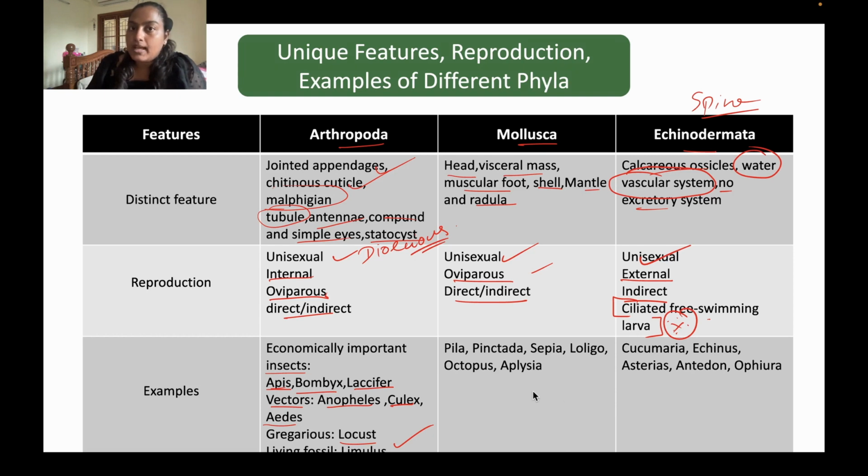And mollusca, Pila, the apple snail and all, right? So Pila, Pinctada, Sepia, Loligo. Yeah, Loligo is the squid, right? And octopus and Aplysia. Very, very beautiful examples. Echinodermata. Recently we have seen Cucumaria, Echinus, Asterias, Antedon and Ophiura. Very, very beautiful examples given, children. Yeah, very well curated charts. You cannot find it anywhere else.